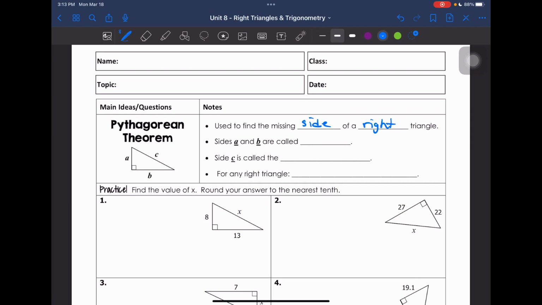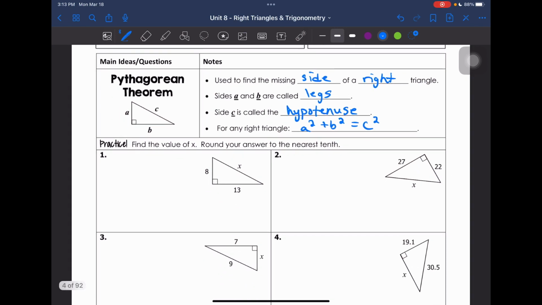Sides A and B are called legs. And then side C, which is the one that has a slant to it, or the diagonal side, is called the hypotenuse. And for any right triangle, this is what the Pythagorean theorem says. A squared plus B squared equals C squared.